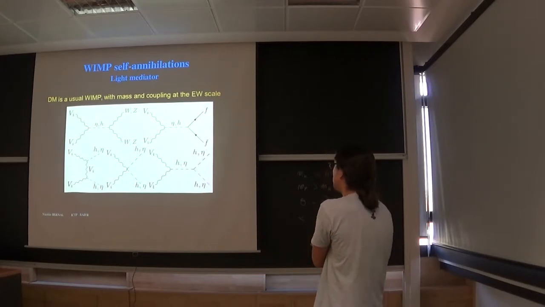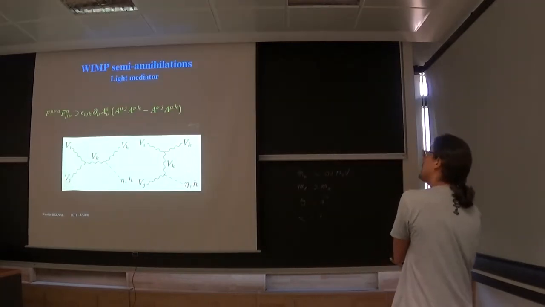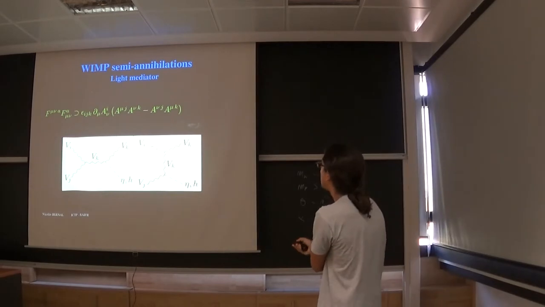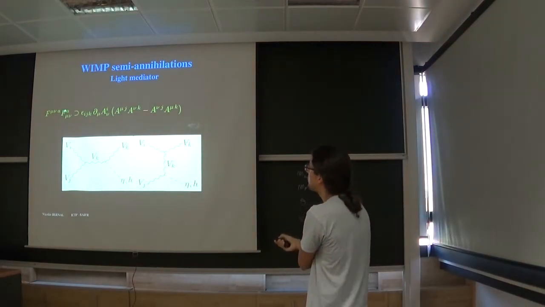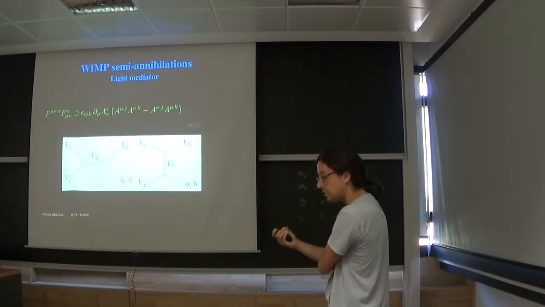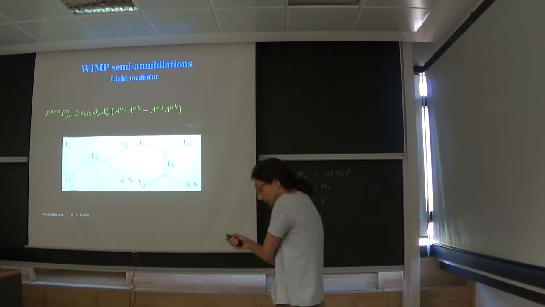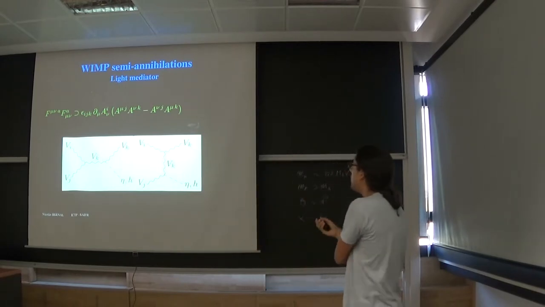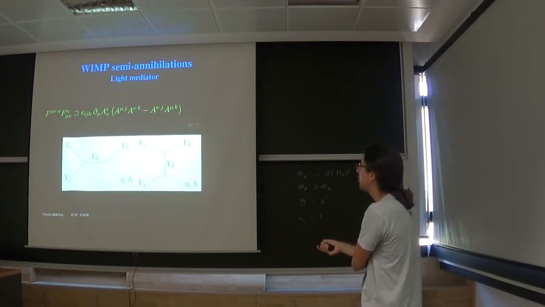Either Higgs or the second Higgs, exactly as the WIMP for self-annihilations. However, there's another process that is interesting here, but again, I will not say much more about this. So it corresponds to semi-annihilations. Because after all, the dark matter, this gauge boson, has the non-abelian nature of A, so of the dark matter, provides this kind of triple couplings here.